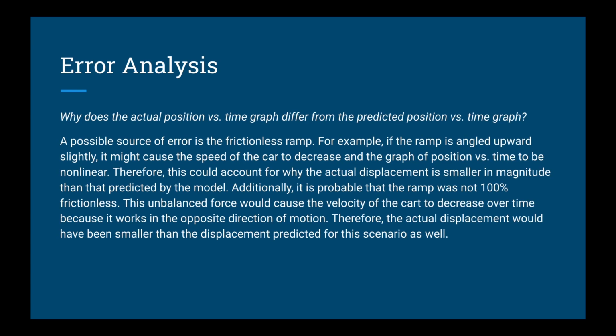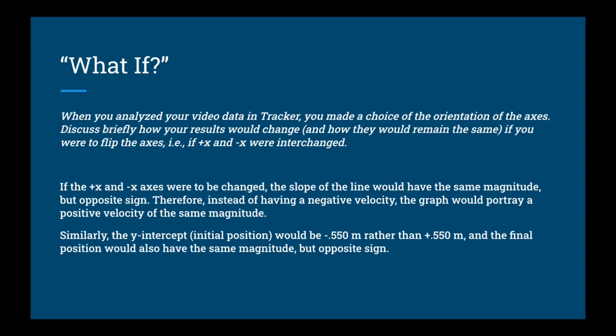A possible source of error was the frictionless ramp. Had it been angled upward slightly, it might cause the speed of the cart to decrease and the graph of position versus time to be nonlinear. This could account for why the actual displacement was slightly smaller than predicted. Additionally, the ramp was not 100% frictionless, meaning that there was an unbalanced force present that caused the cart to decelerate, also meaning the displacement would be smaller than predicted.